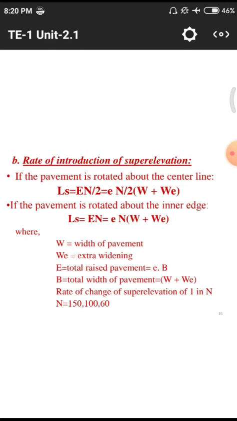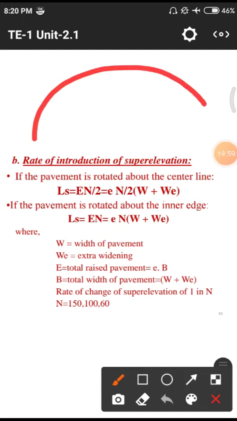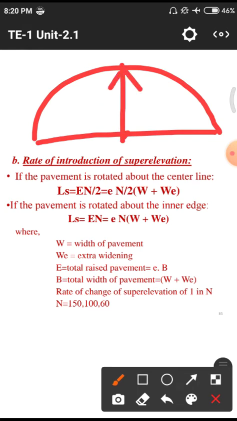The pavement is rotated about the center line. That means the total pavement is rotated about the center line, with equal radius R on both sides. Like that we have to use the above formula. About the center line means we need to use the first formula, En by 2.